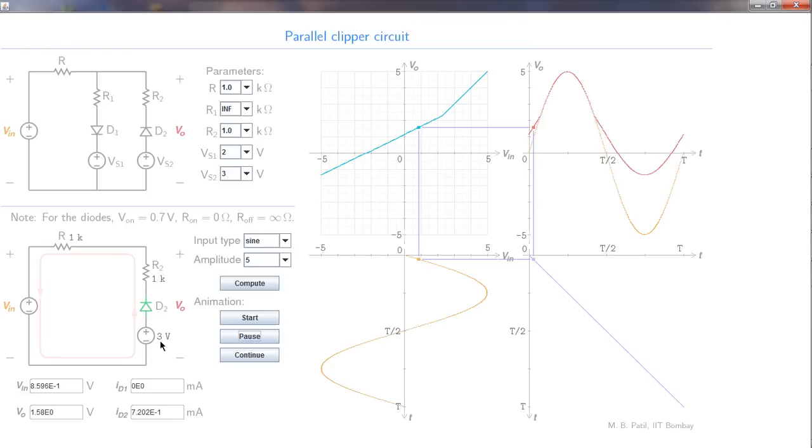What if we change this 3 volts to minus 2 volts? Then we would have, with respect to this reference node, minus 2 volts here, and minus 2 minus 0.7, that is minus 2.7 volts at this node. And Vi equal to minus 2.7 volts is then the breakpoint. So we expect the breakpoint to shift to minus 2.7 volts, and if we don't change these resistance values, we don't expect the slopes to change. So let us check that out.